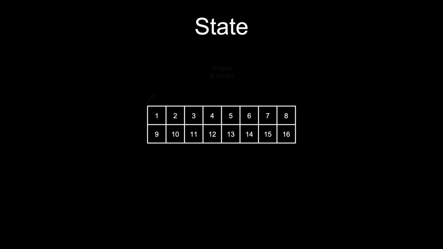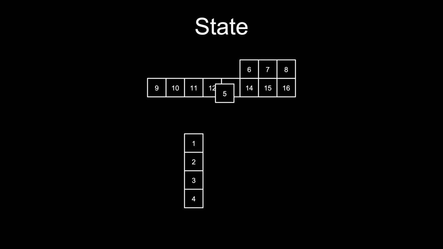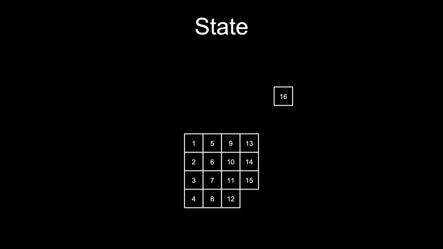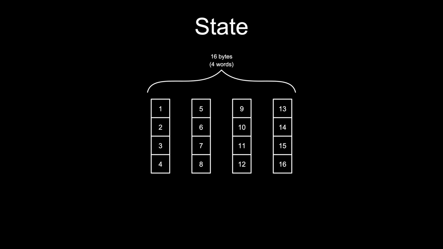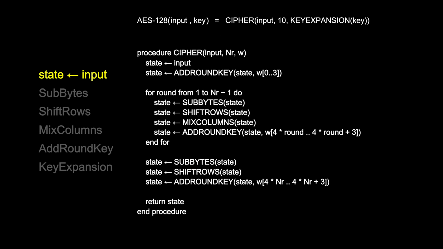The state is made of 16 bytes, or 128 bits. In memory, it's just a flat array, but the specification displayed it as a column-based 4x4 array. Most operations read and update data column by column, working with 4 bytes at a time. Simple enough, right? Let's keep going.